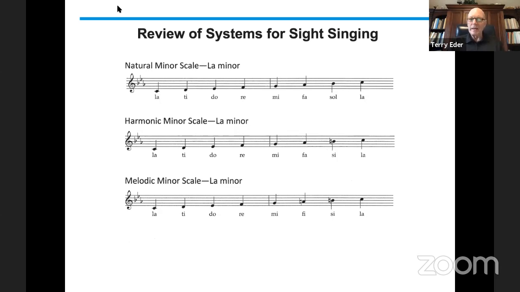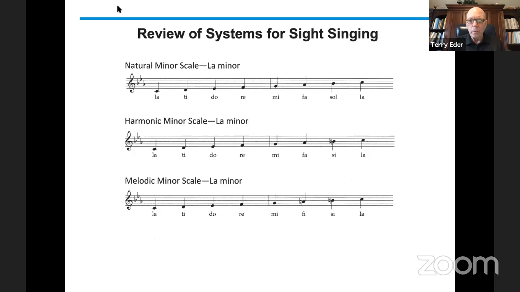Okay, so the natural minor scale in la minor, very simple, takes the key signature: la, ti, do, re, mi, fa, sol, la, sol, fa, mi, re, do, ti, la. Like starting on the 6th scale degree of its major, the relative major, which is E flat major in this particular case. And C would be the 6th scale degree, as you can see there. I didn't put the numbers in. Excuse me. Then harmonic minor.